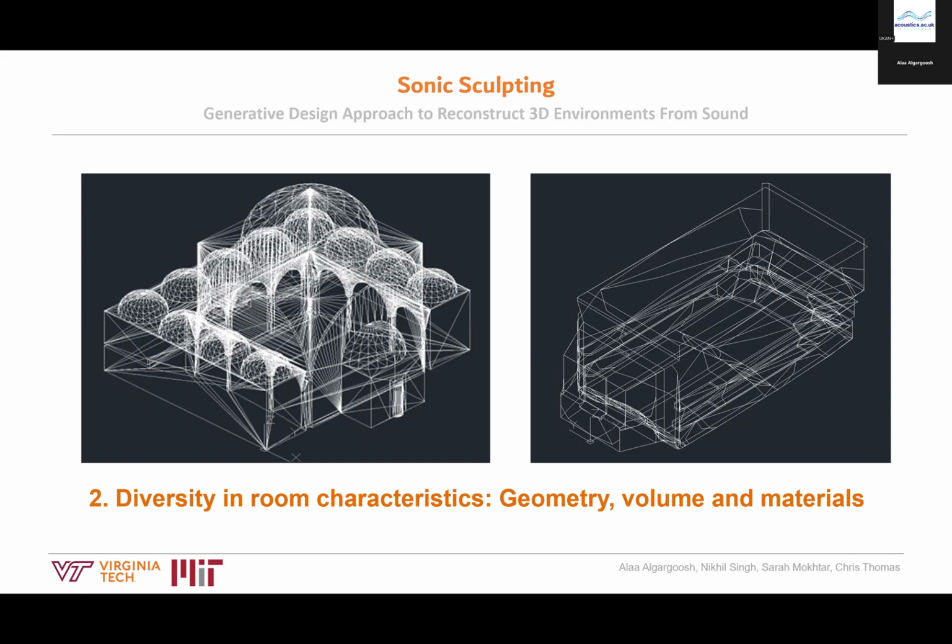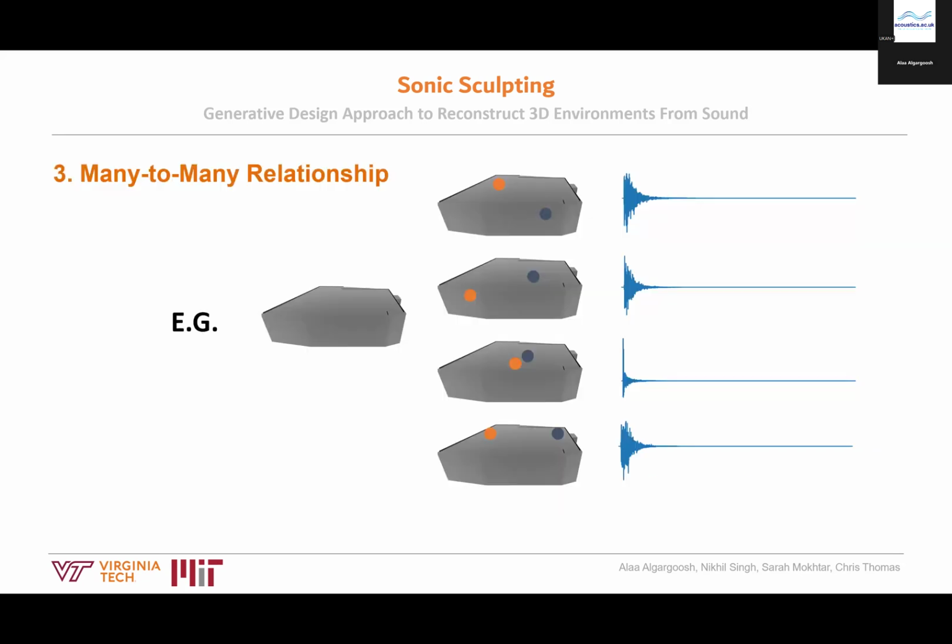Another challenge is the diversity in room characteristics. So whether to consider geometry, volume, and materials. And we considered in this project to focus on the geometry, considering the volume as well. But the materials will be considered in future research. The third challenge is the many-to-many relationship. In this case, even if we have the same geometry, the impulse response will depend on the location of the sound source and the receiver. So if we use the model to predict the room geometry using impulse responses at different locations, we want to ensure that we reconstruct the same geometry.